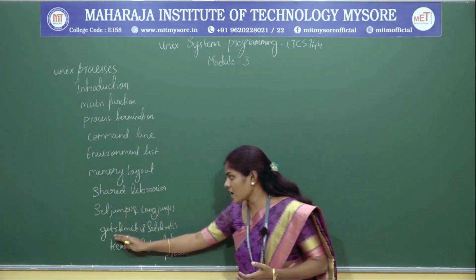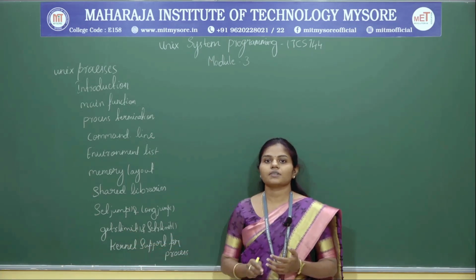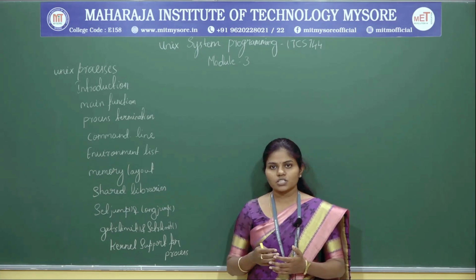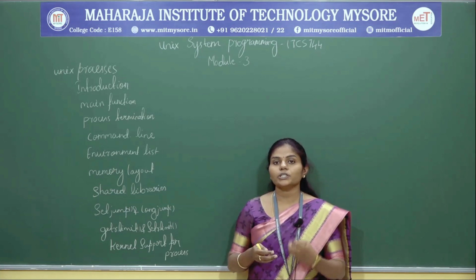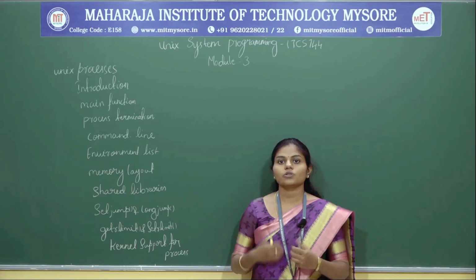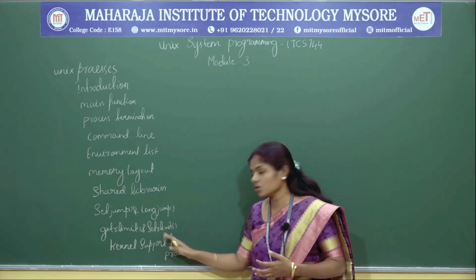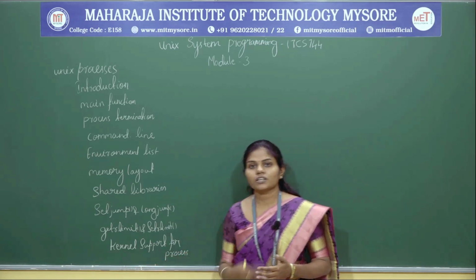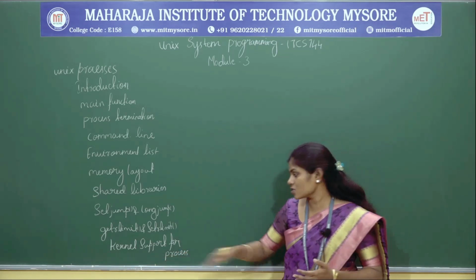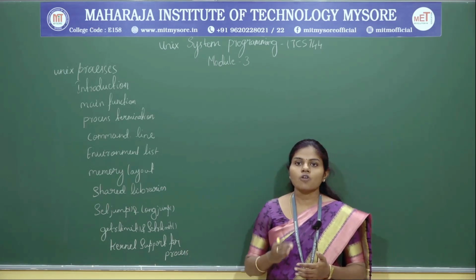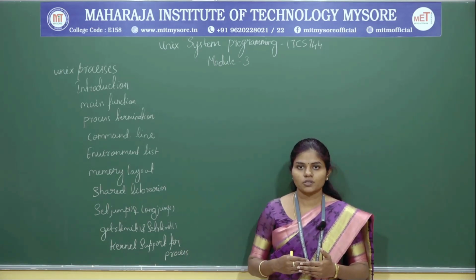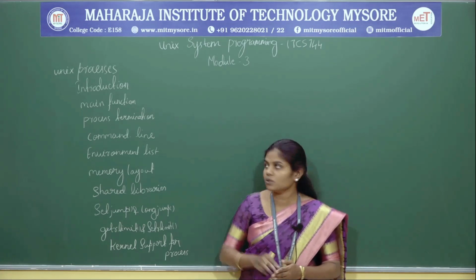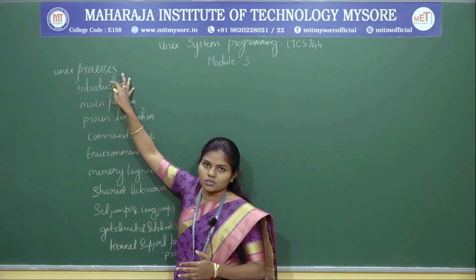Next, getrlimit. We know that we have plenty of system resources. So how are you going to get those resources, and how are you going to modify them by using setrlimit? After that, how the Unix operating system kernel is going to support the process and manage the process. All these contents we are going to study under this chapter, that is Unix process.